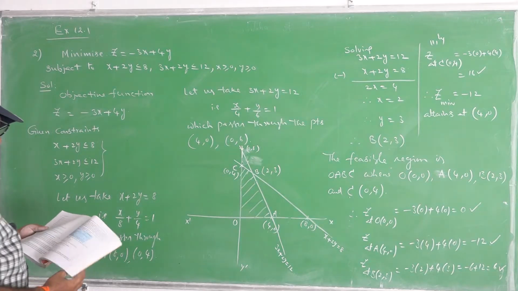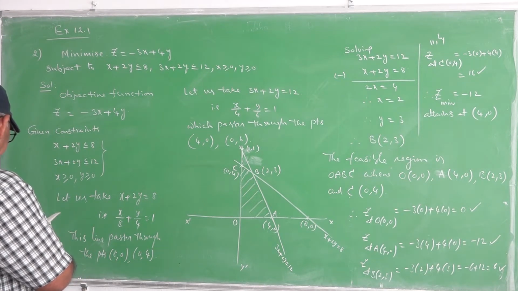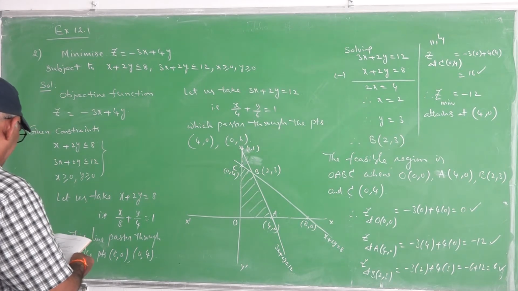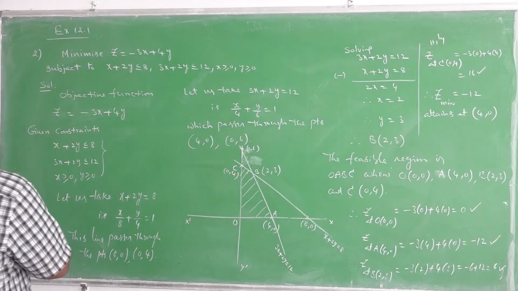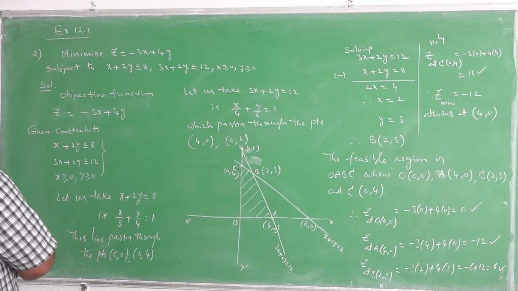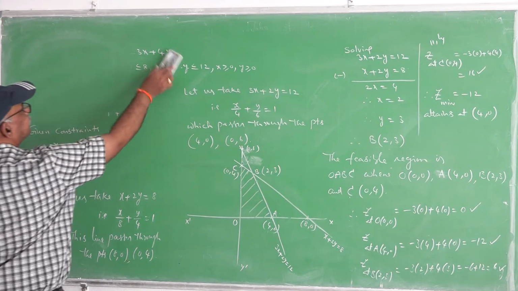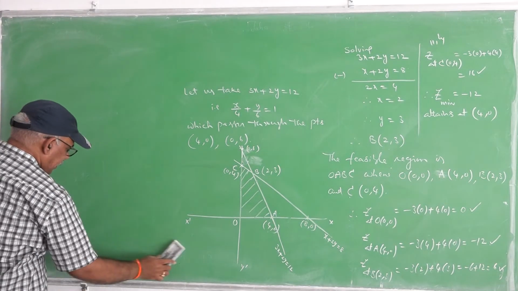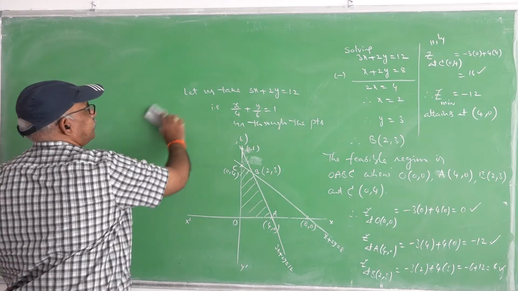Minimizing the given function with the help of the given constraints or given inequalities gives minus 12, which is at 4 comma 0 itself. That is the minimization problem.